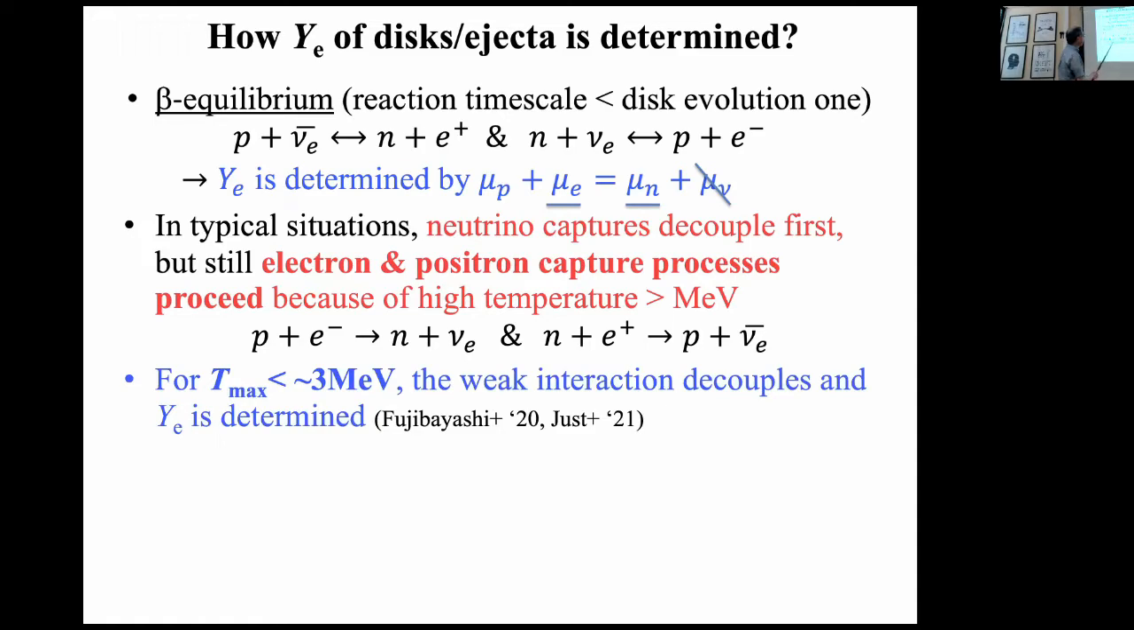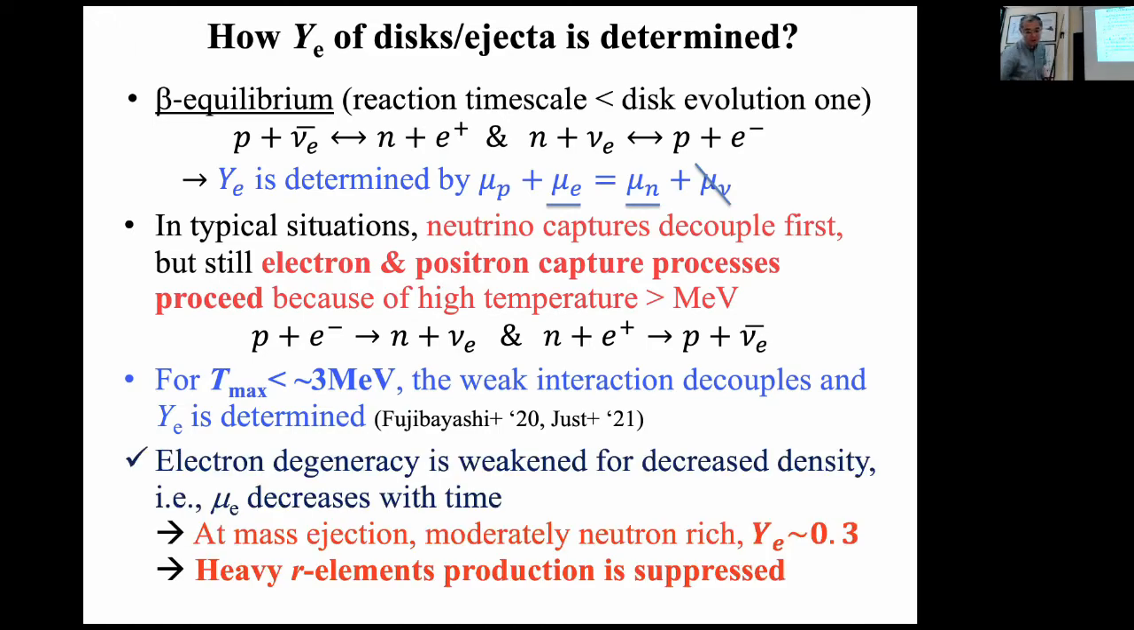Then in such a phase, we have some equation of state, but after T max decreases below 3 MeV, this is preserved. At such a point, the electron fraction is determined, and as I showed in the previous slide, at the decoupling of the interaction, the value is Y equals 0.3.